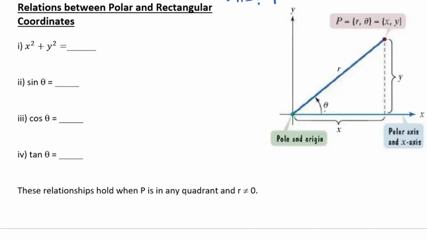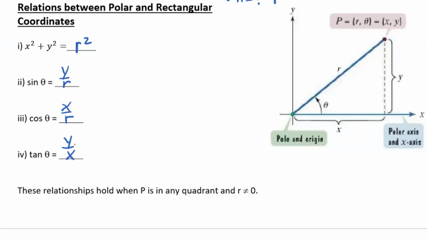We know from the Pythagorean theorem that X squared plus Y squared is equal to what? R squared. And then we know that the sine of theta is equal to what ratio? I mean, it's opposite over hypotenuse, but what are the letters? Y over R. And then cosine of theta would be X over R, good. And tangent of theta would be Y over X, good.